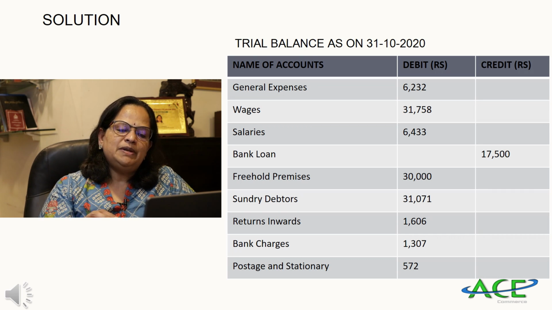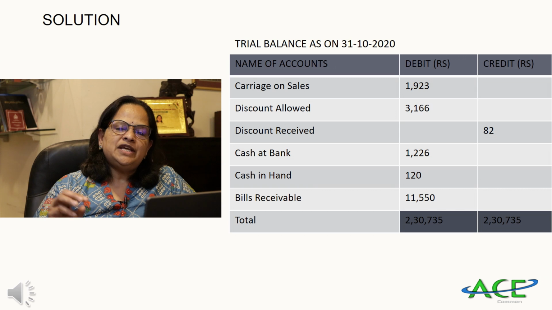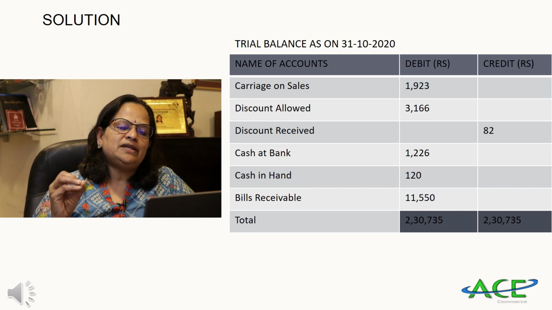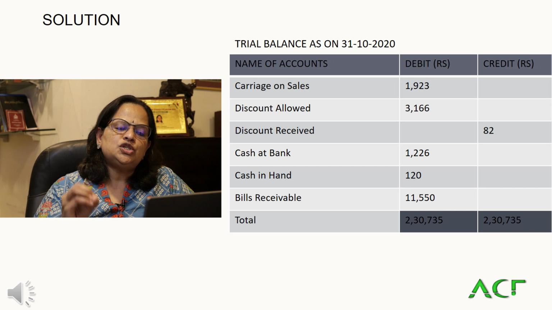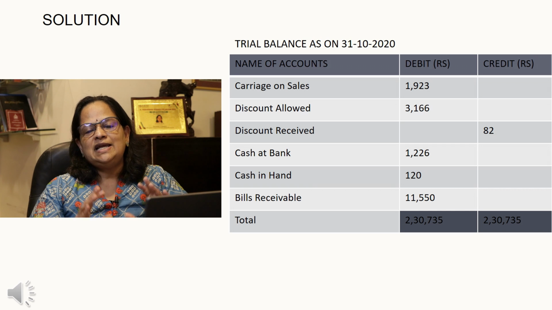Returns inwards, debit balance, 1,606. Bank charges, it's debit, 1,307. Postage and stationery 572. Carriage on sales 1,923, it's debit. Discount allowed 3,166, it's debit. Discount received is a credit balance, 82. Cash at bank is debit, 1,226. Cash in hand 120, debit balance. Bills receivable 11,550. Now the total of the trial balance is 2,30,735. This is how we will tally the trial balance.